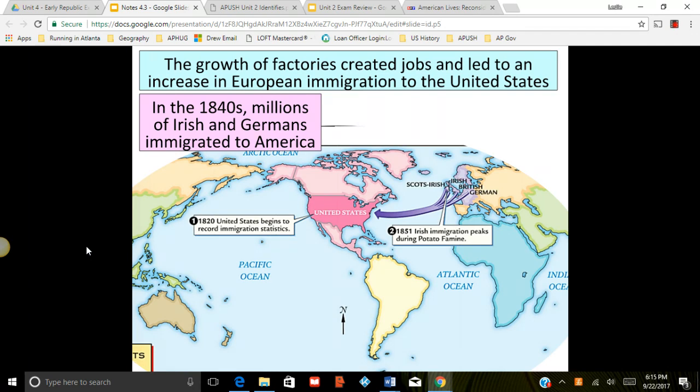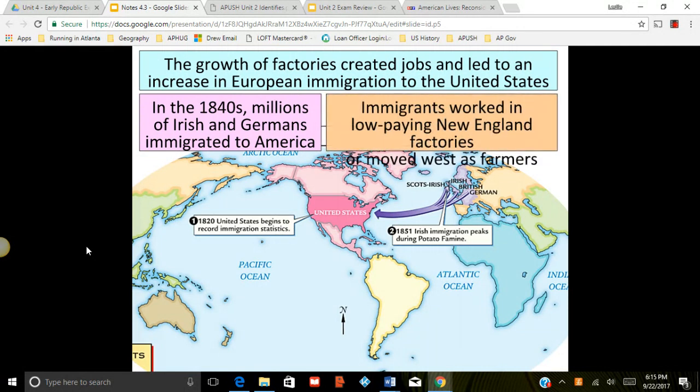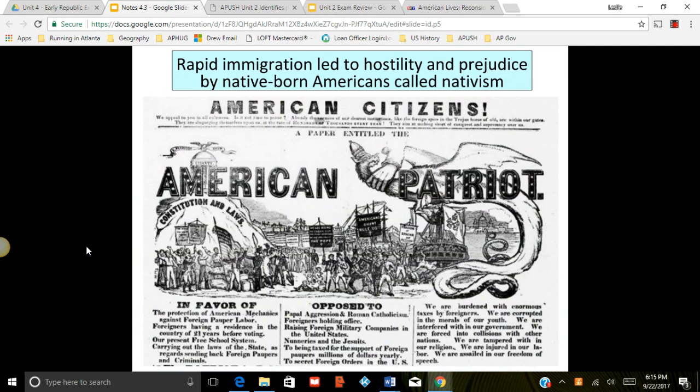The growth of factories creates jobs and leads to an increase of European immigration to the United States. And in the 1840s, millions of Irish and Germans immigrated to America to take advantage of these factory jobs that were becoming available because of technological advancements. Immigrants worked in low-paying factories in New England, or they moved west as farmers.